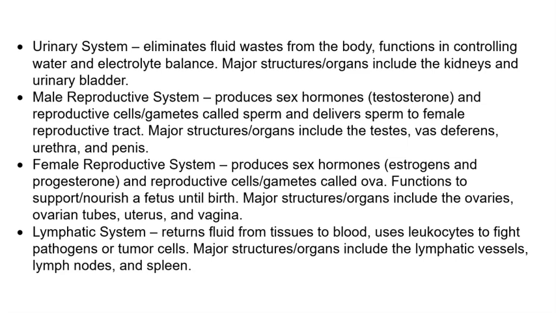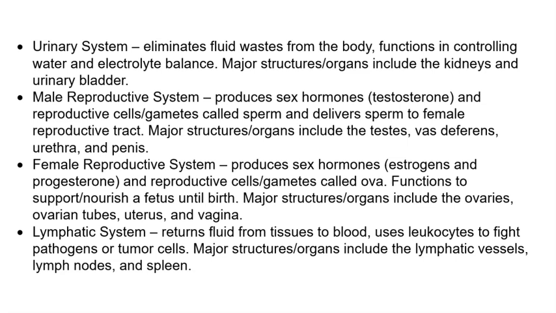The female reproductive system also produces sex hormones. In this case, they produce estrogens as well as progesterone, two really important hormones. And the reproductive cells or gametes that the female reproductive system produces are called ova. In general, the female reproductive system functions to support and nourish a fetus until birth. And the major structures and organs include things like the ovaries, the ovarian tubes, the uterus, and the vagina.